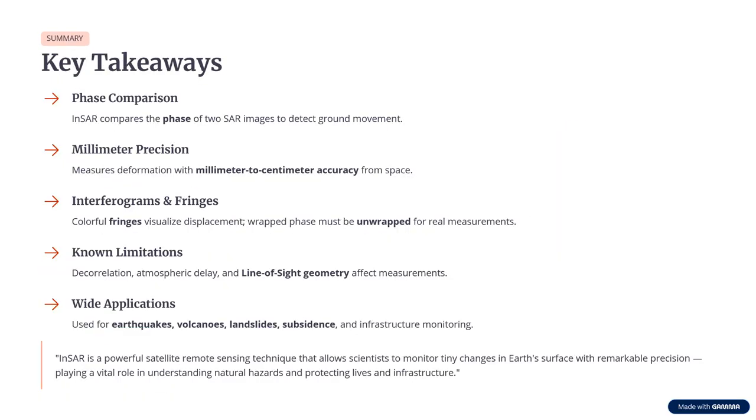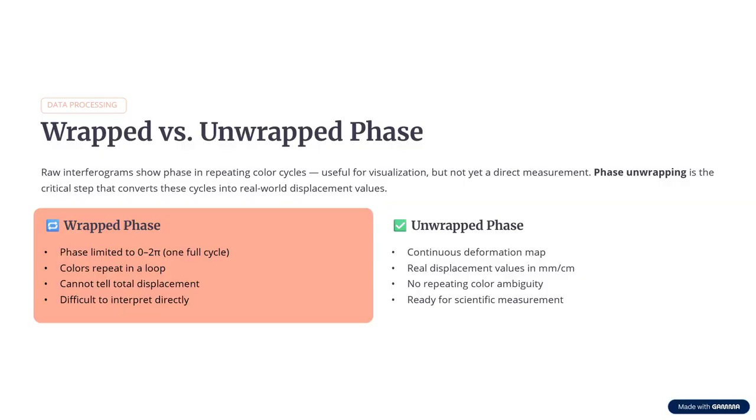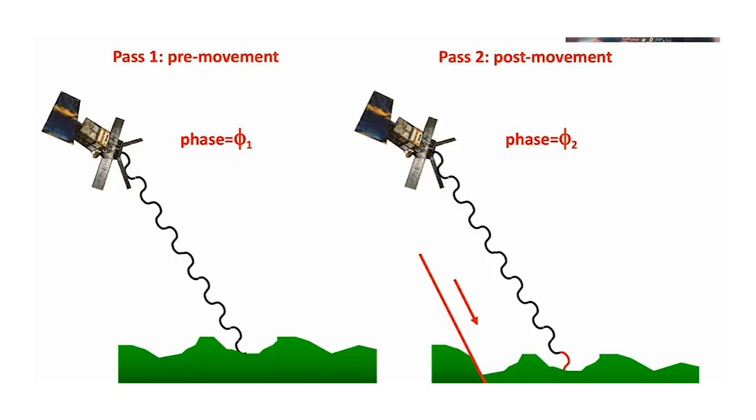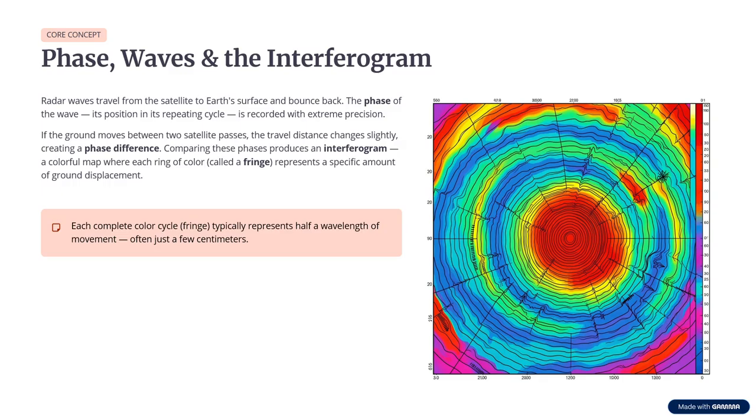Then, moving on towards the key takeaways. The first one is phase difference, phase comparison basically. In this, InSAR compares the phase of two SAR images to detect ground movement. So this basically is the phase difference. As you can see, this is phase 1 and this is phase 2. Due to this deformation part here, which is denoted in red, this is the phase difference caused due to sliding of land or land deformation.